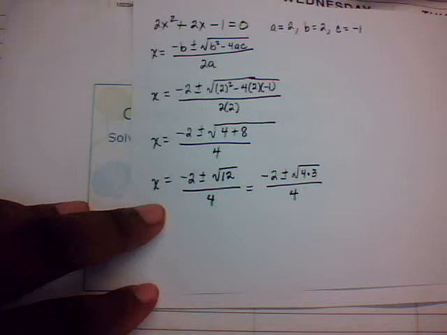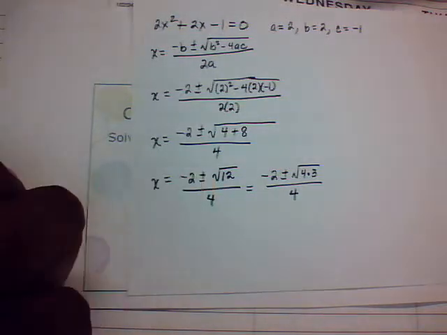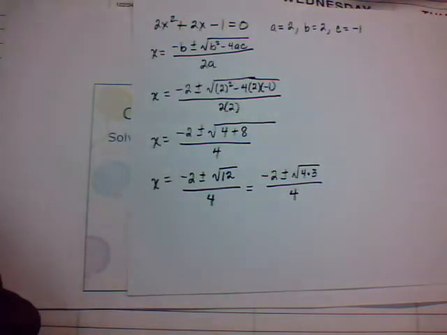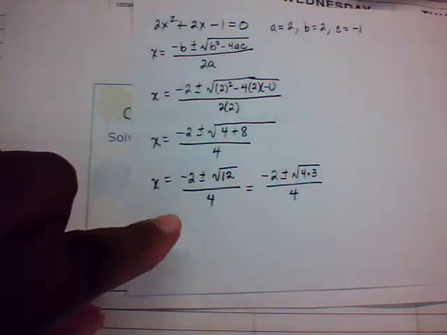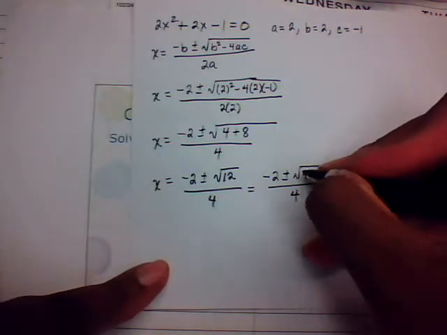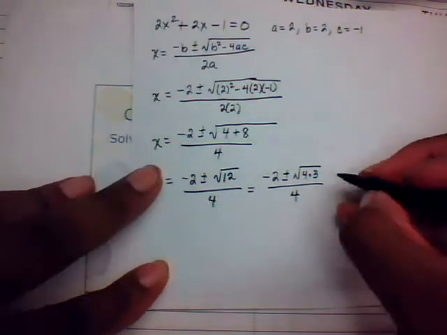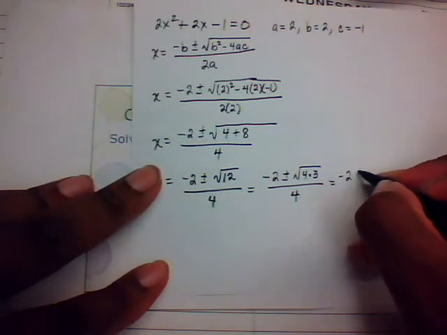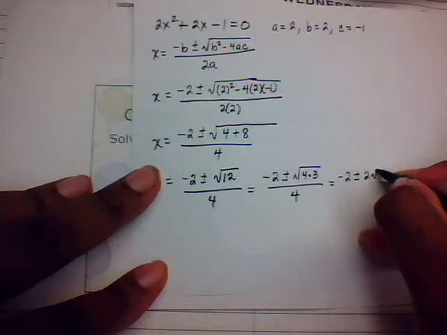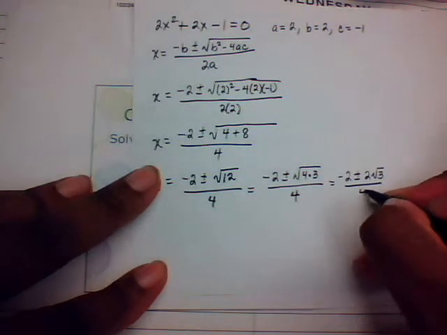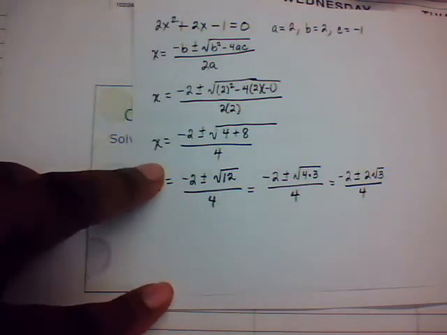You want to find out if a number underneath the radical has a perfect square in it, because you want to take out that perfect square as well. So the square root of 4 right here, that's 2. So we're going to have negative 2 plus or minus 2 square root of 3. That whole thing is over 4.